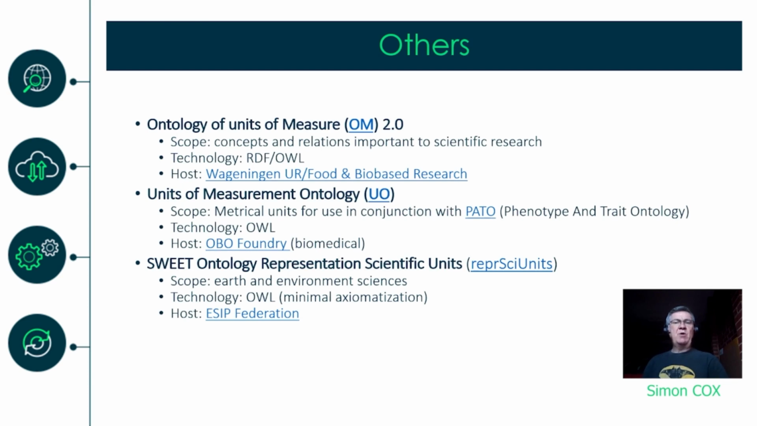OM, UO, and SWEET are all OWL ontologies. They come from science communities. While they're not necessarily implemented in operational systems, they are the basis of a lot of analysis and investigation amongst ontologists and in experimental systems supporting science data. OM is hosted at Wageningen. UO is part of the Open Biomedical Ontologies, or OBO Foundry. And SWEET was originally also developed at NASA, but is now maintained by the Earth Science Information Partners, which is funded through NASA, NOAA, and the USGS.